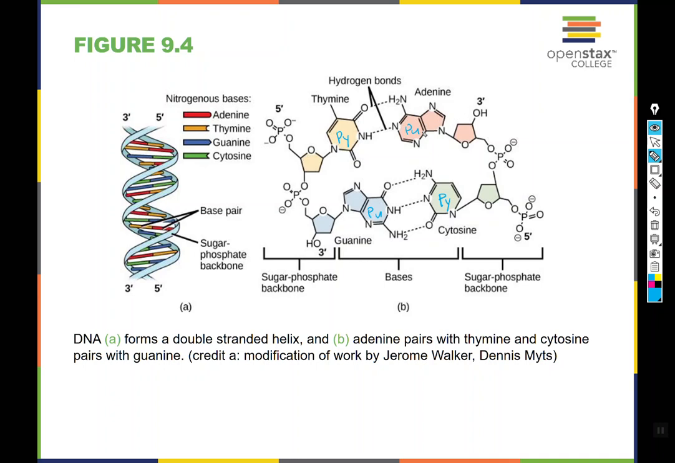Also true is that A always goes with T, adenine and thymine, and C always goes with G. You'll never see an A paired with a G or a C paired with a T. Those are not the way those things interact. You might also notice that the bases interact with each other via hydrogen bonds.